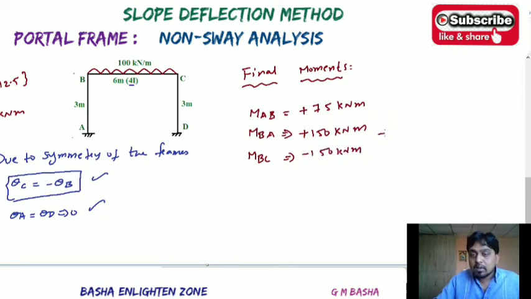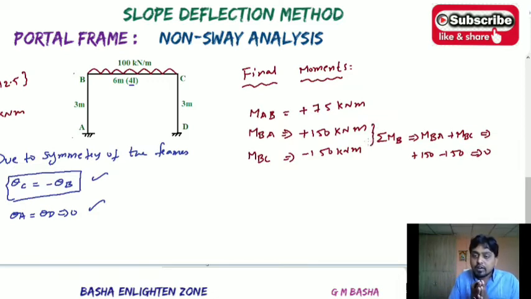See here, the sum of the moments at this particular joint, MBA plus MBC, will be equal to plus 150 and minus 150, that will be equal to 0. Here the condition is satisfied at the joint. So this is the symmetrical portal frame.